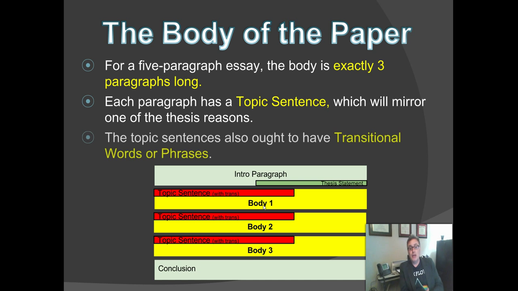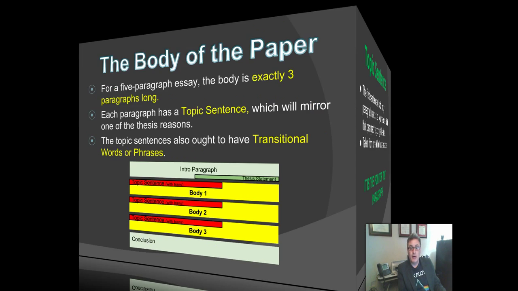What you're also going to make sure that you do, and we're going to see this in just a minute, is that each topic sentence has a transitional word or phrase that makes it easy for your readers to follow as they are going through your paper, so that they understand, hey, I see that you're switching focus from this one body paragraph, now you're moving on to something else.